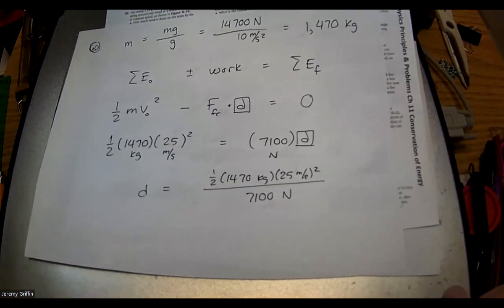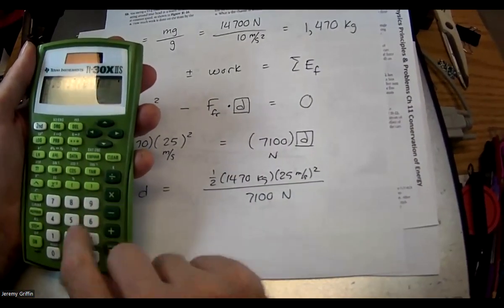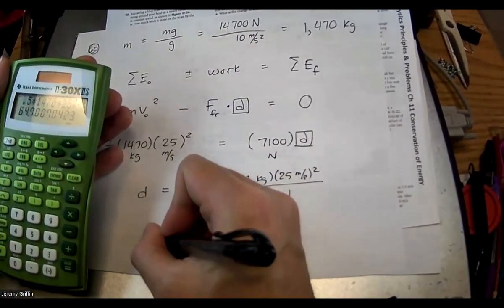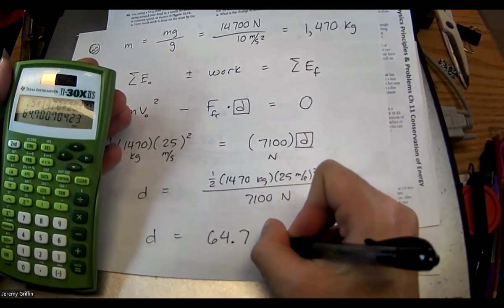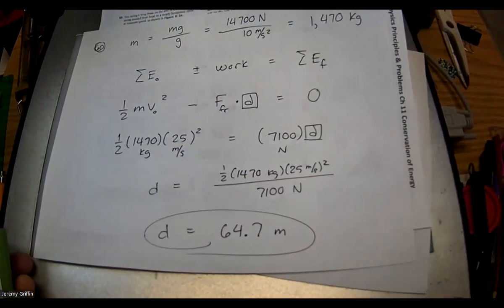Just like that. So 1/2 1470. I'm getting a braking distance of 64.7 meters. About 65 meters. All good.